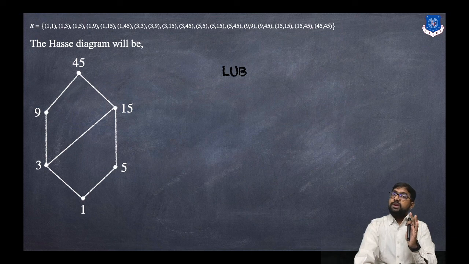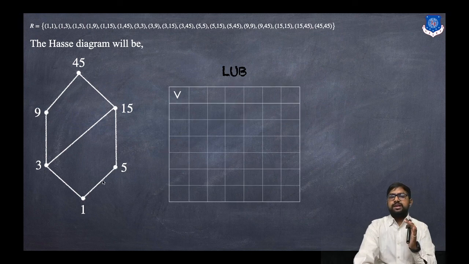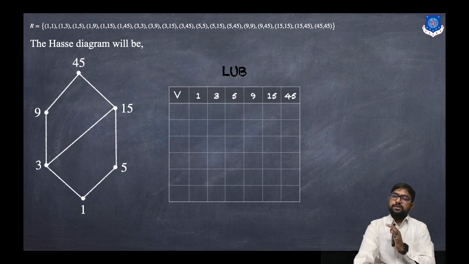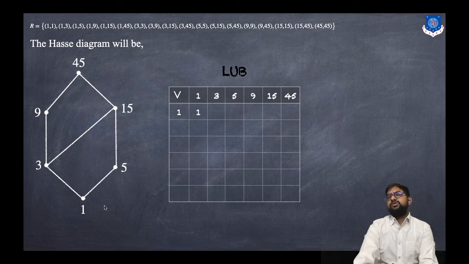So first we will create a LUB table. How many points are there? Total 6 points. So in the columns we will write 1, 3, 5, 9, 15 and 45, and in the rows also the same: 1, 3, 5, 9, 15 and 45. Now LUB of 1 and 1. As it is the same point, it will be 1. Now LUB of 1 and 3, the least upper bound of 1 and 3.